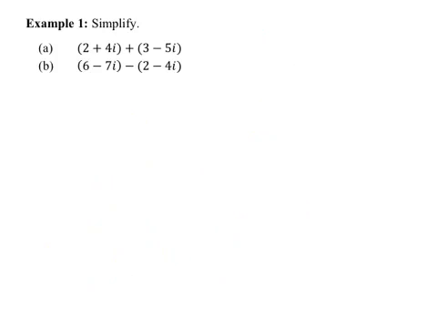And let's take a look at a simple example here where we're going to simplify addition and subtraction. So in the first one, we're going to have 2 plus 4i plus 3 minus 5i. And since this is addition, we're just going to add like terms. So the 2 plus the 3 gives me a 5 for part A, and then the 4i and a negative 5i is negative 1i, or just negative i. So in part A, it's 5 minus i.